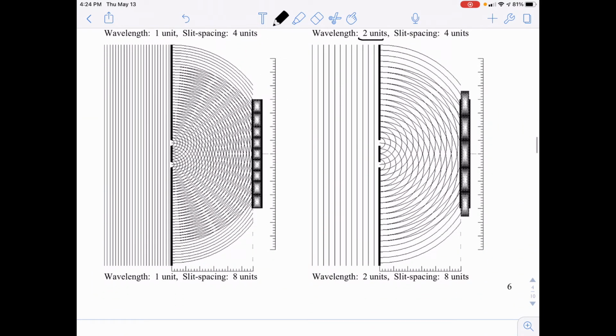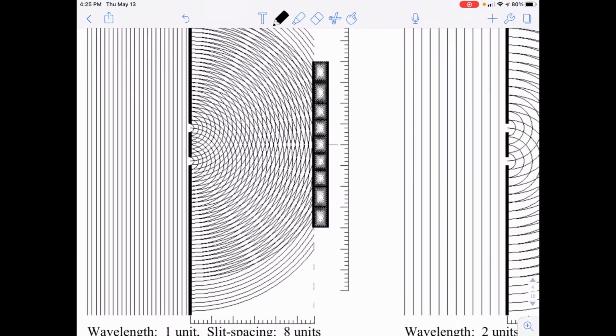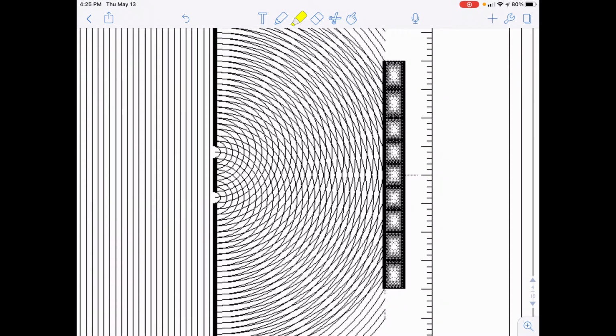Now we're going to use the same experimental model, but this time we're going to increase D, from 4 units to 8 units. What happens when that happens? Let's take a look. For the pattern, we've got the middle bright fringe.